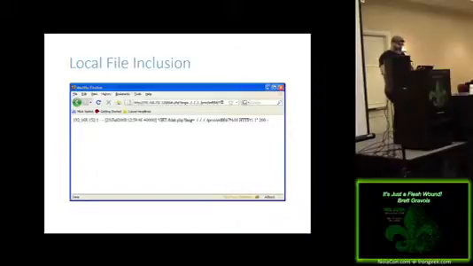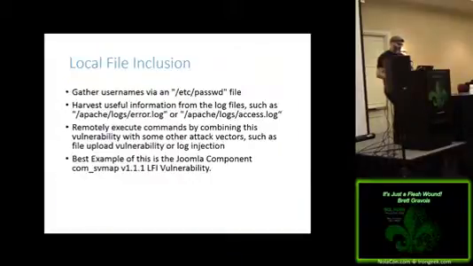My personal favorite's local file inclusion too, or one of my personal favorites. Why is this bad? You can gather usernames. You can look at the etc/passwd file. You can harvest useful information from the log files, like Apache logs, error.log, or access.log. And you can actually remotely execute commands by combining this vulnerability with other attack vectors, such as file upload vulnerabilities or log injection. The best example of something like this is the Joomla component vulnerability. You can get a cross-site scripting attack off of that. You can do some other nasty stuff as well.